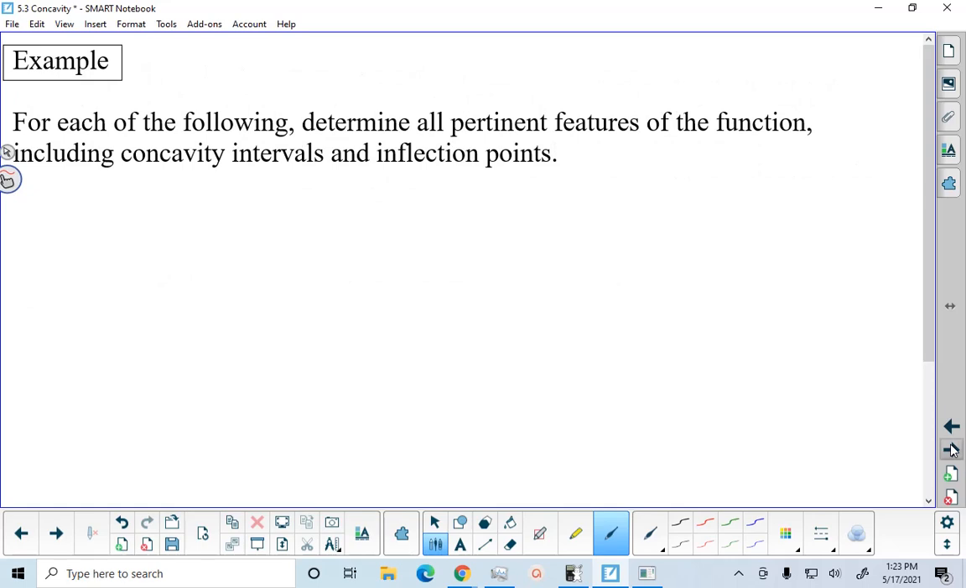I'm going to pause there. Any questions about concavity or inflection points as it relates to the second derivative?